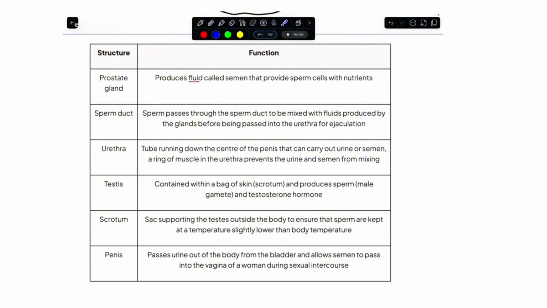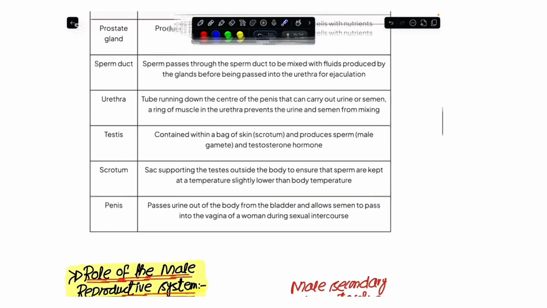Not only does it pass the urine out of the body from the bladder, but it also carries the semen to pass into the vagina or the birth canal of the woman during sexual intercourse. So that later, when the sperm cell and the egg cell fuse, we can make the zygote and ultimately the embryo, and we can go toward making a new child.